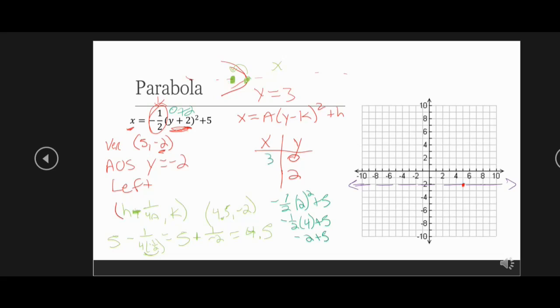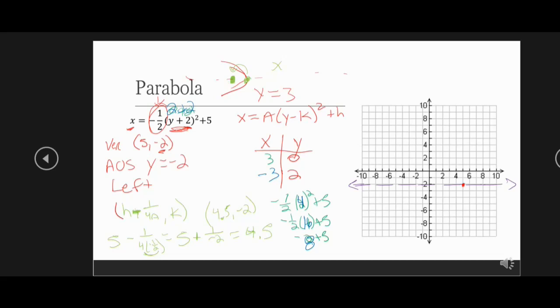And then I'll do the same thing. I plug in for y again, but this time I'm plugging in 2. So this time it'll be 2 plus 2 in parentheses. So that'll end up being 4 squared. So that's 16. And then half of 16 is -8. Plus 5, you get -3. So these are my 2 points I'm going to plot just to give me a better idea, and then I mirror it.